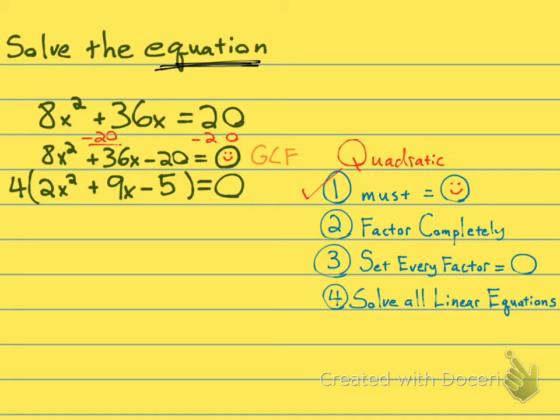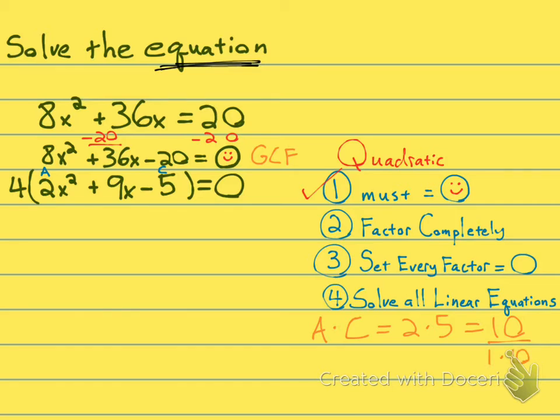Okay, is it factored completely? Well, I took out the GCF, but can I factor this trinomial? Yeah, of course I can. It is AC method because it does not start with a 1. The leading coefficient is not 1. So let's do it AC method. First, A times C is 2 times 5, which is 10. And let's list all the factors I could multiply to give me 10.